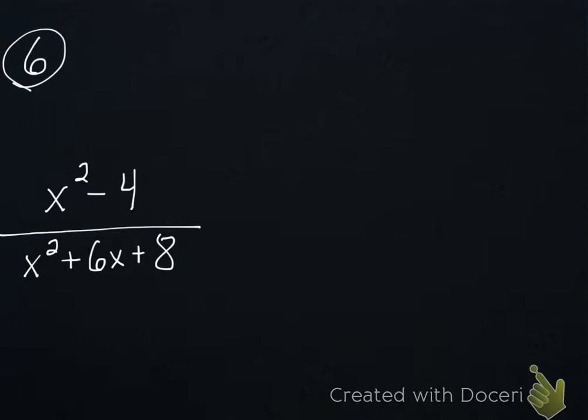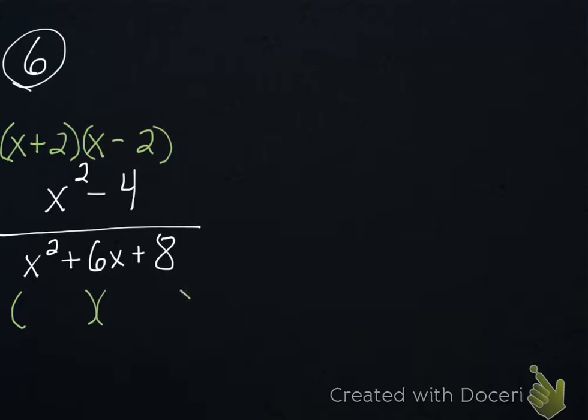Number 6. Okay, now I have 2 quadratics. I have to factor both of them. The numerator is perfect squares. So, what is the square root of 4? That's 2. So I have an x plus 2 and an x minus 2. Remember, the signs have to be opposite in order for the middle term to be 0.